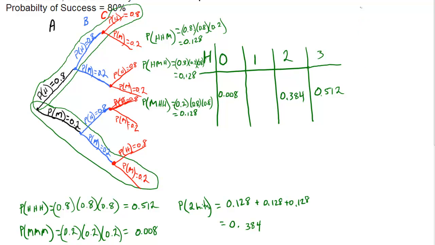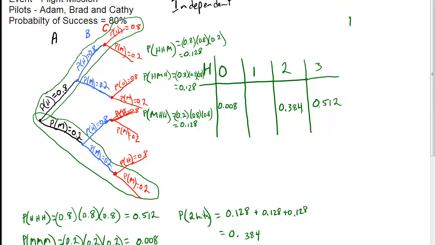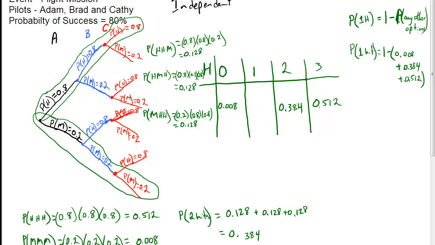And I'm going to do a little trick on the side, and then we'll show that it's the same. We can use the complement for that. So remember, the complement is kind of like the opposite. If I want to know the probability of 1 hit, then I can say that's the same as 1 minus the probability of any other options. So in this case, that would be 1 minus the probability of 0, 2, or 3. So the probability of 1 hit is going to equal 1 minus 0.008 plus 0.384 plus 0.512, because that's all the other options. So if we add those together and subtract from 1, that's going to give us the probability of 1 hit.